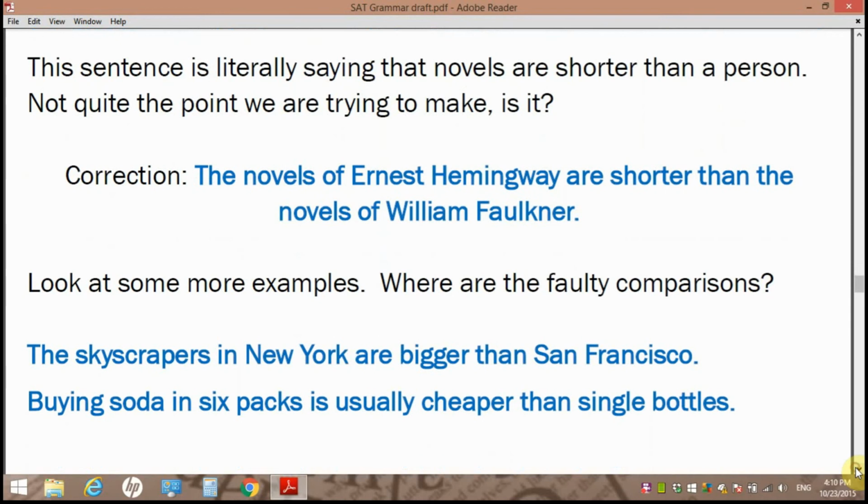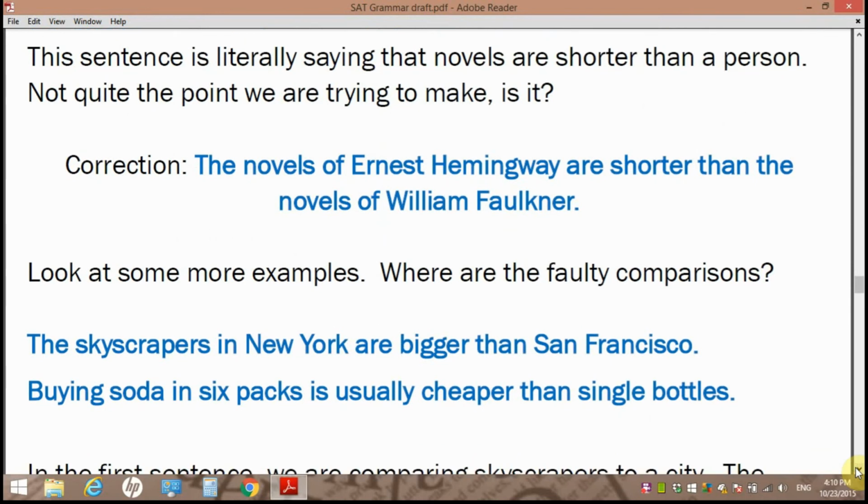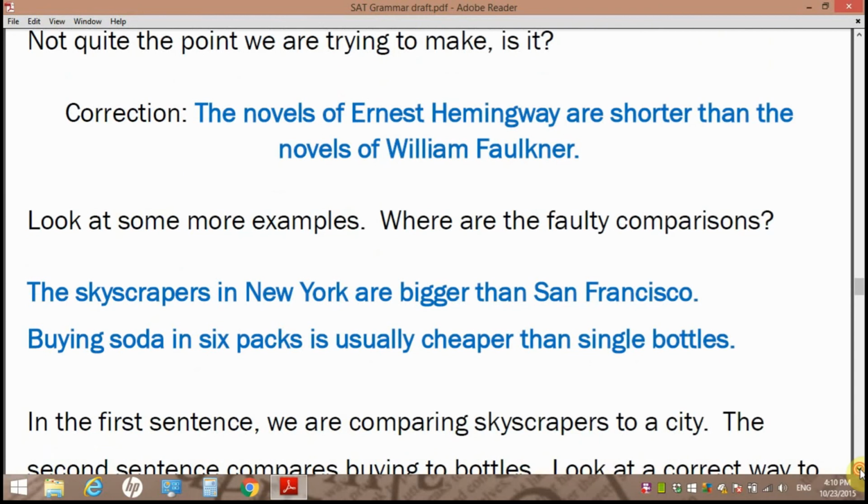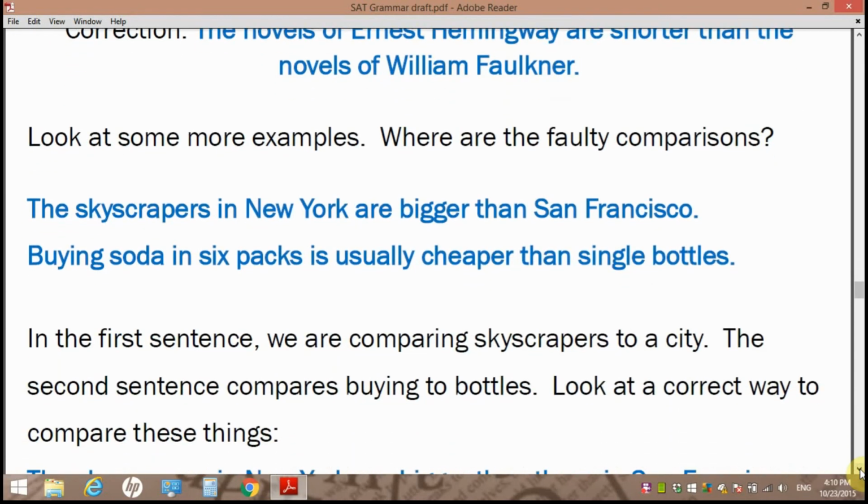I've got 2 more examples here. Go ahead and take a look at them, pause the video, and look for the faulty comparisons. Go ahead and pause your video now. What did you discover? In the first sentence, we're actually comparing skyscrapers to a city. The skyscrapers in New York are bigger than San Francisco. The second sentence is comparing buying to bottles, but we should be comparing buying to buying.